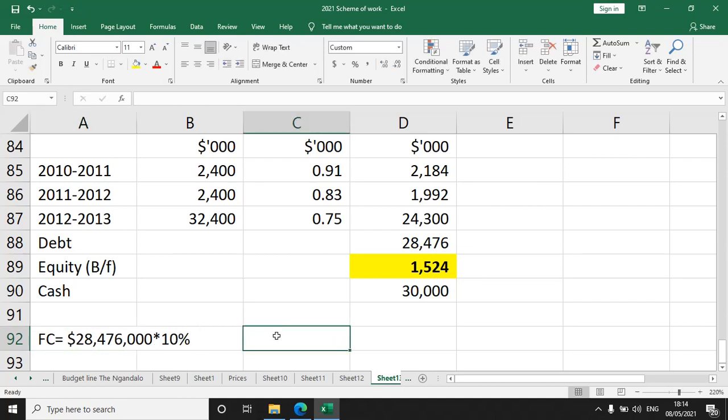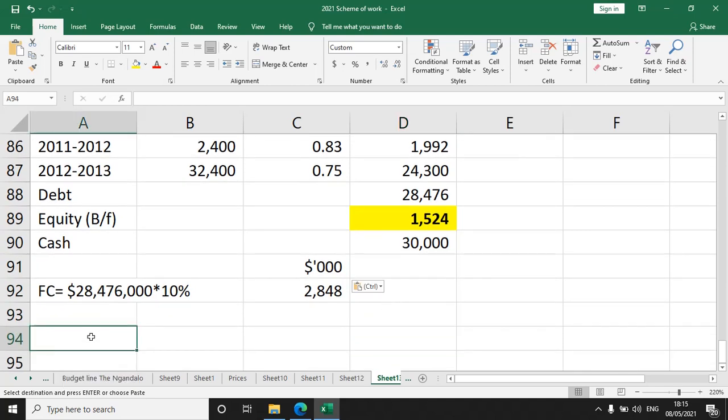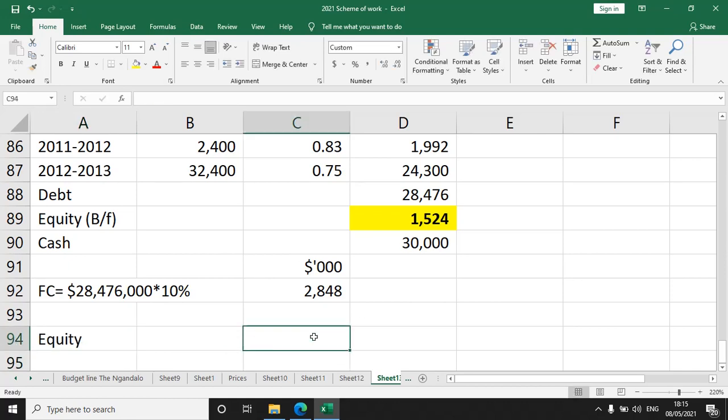Okay, so automatically we just have to move one decimal place and we get our number. That is 2,848 in terms of thousands. Okay, because we have got thousands of dollars here, if you just round that one off. Okay, that's what we have there. Then in terms of the equity, I think the equity is very easy. This should be included in your equity, in your share capital. The figure that we have found here is your equity.